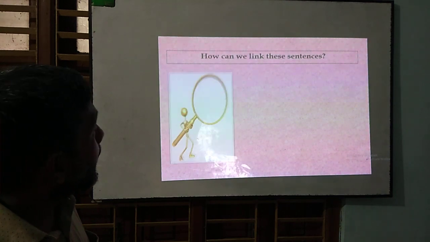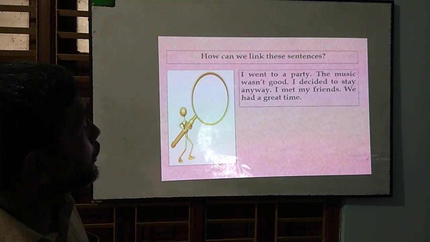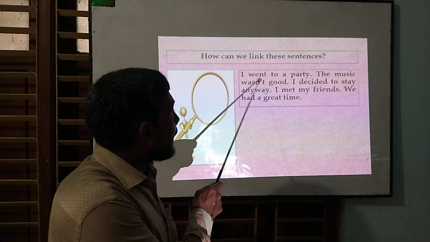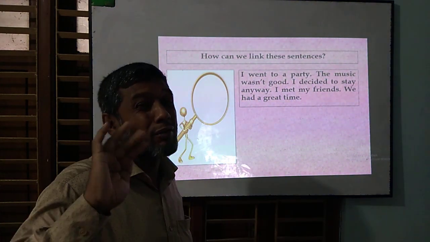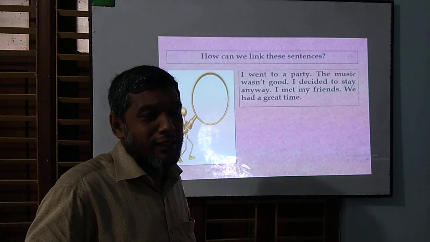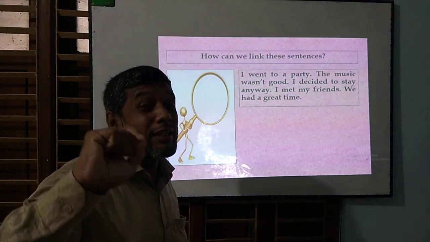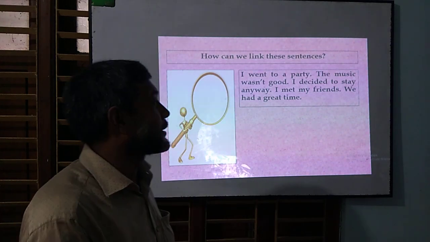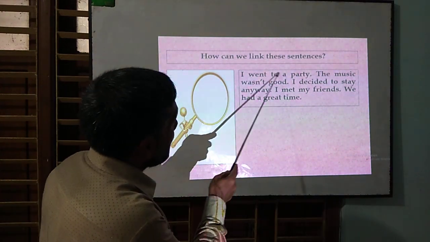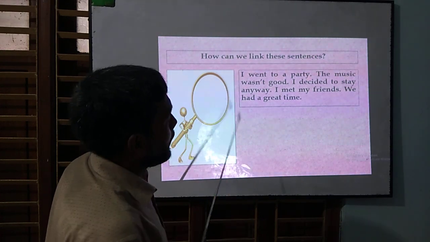So again I am going to show you a sentence here. I went to a party, the music wasn't good. So dear students, when you read sentences in context, you have to find out the ideas, find out the relation between the sentence and the previous and following sentences.